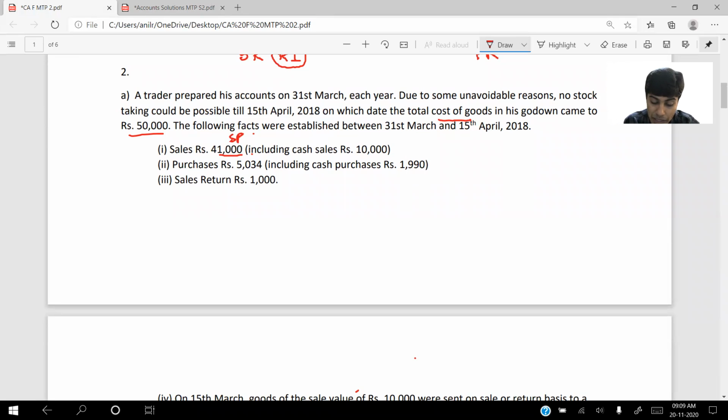These goods have come in between 31st of March and 15th April. Did I have these goods on 31st of March? No. But this 5,034 is part of 50,000. What should I do? I should eliminate this.